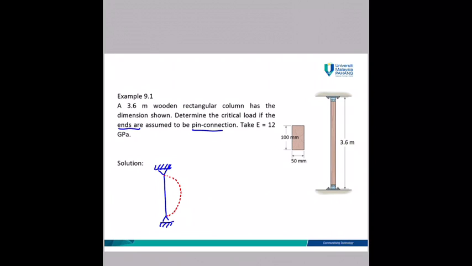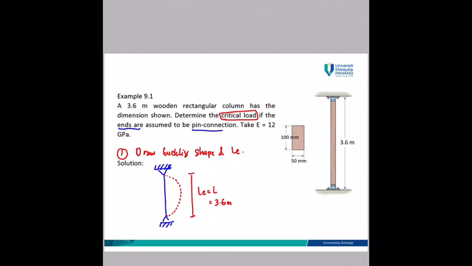So the first thing you need to do is calculate your LE. LE is equal to L, therefore LE is equal to 3.6 meter. First step is to draw the buckling shape and effective length. After you get the buckling shape and the effective length, the question asks you to calculate the critical load. You know that PCR is equal to pi square EI over LE square.